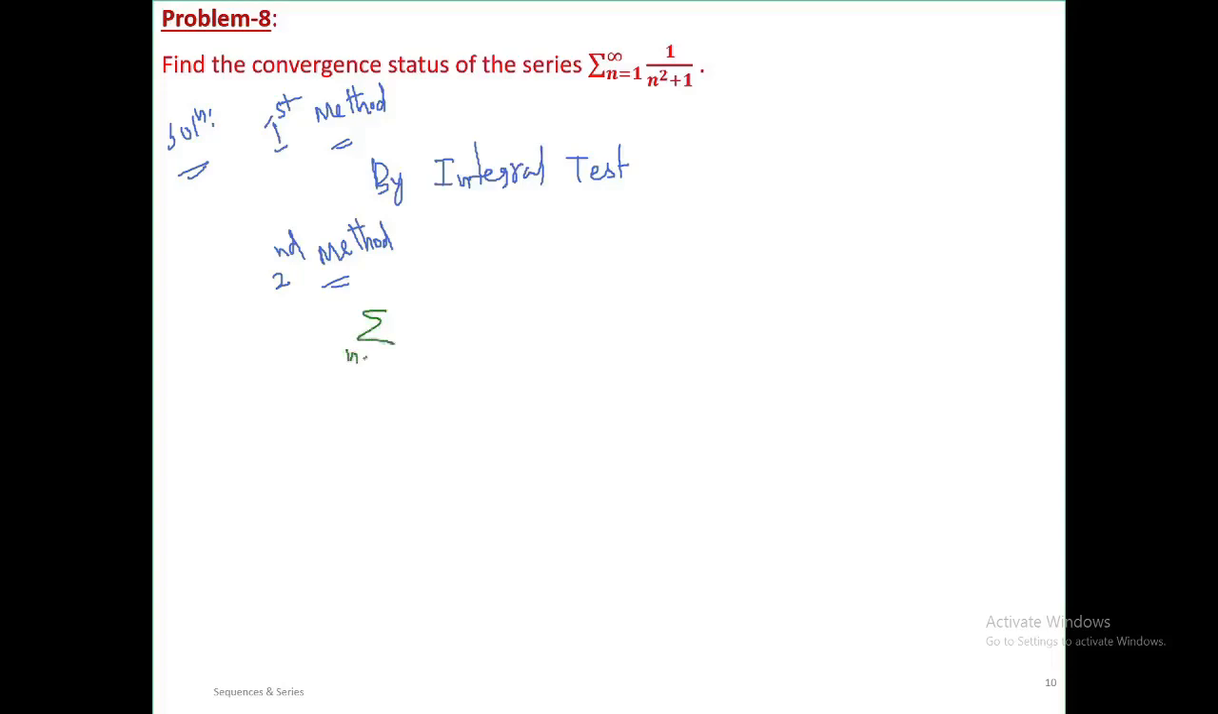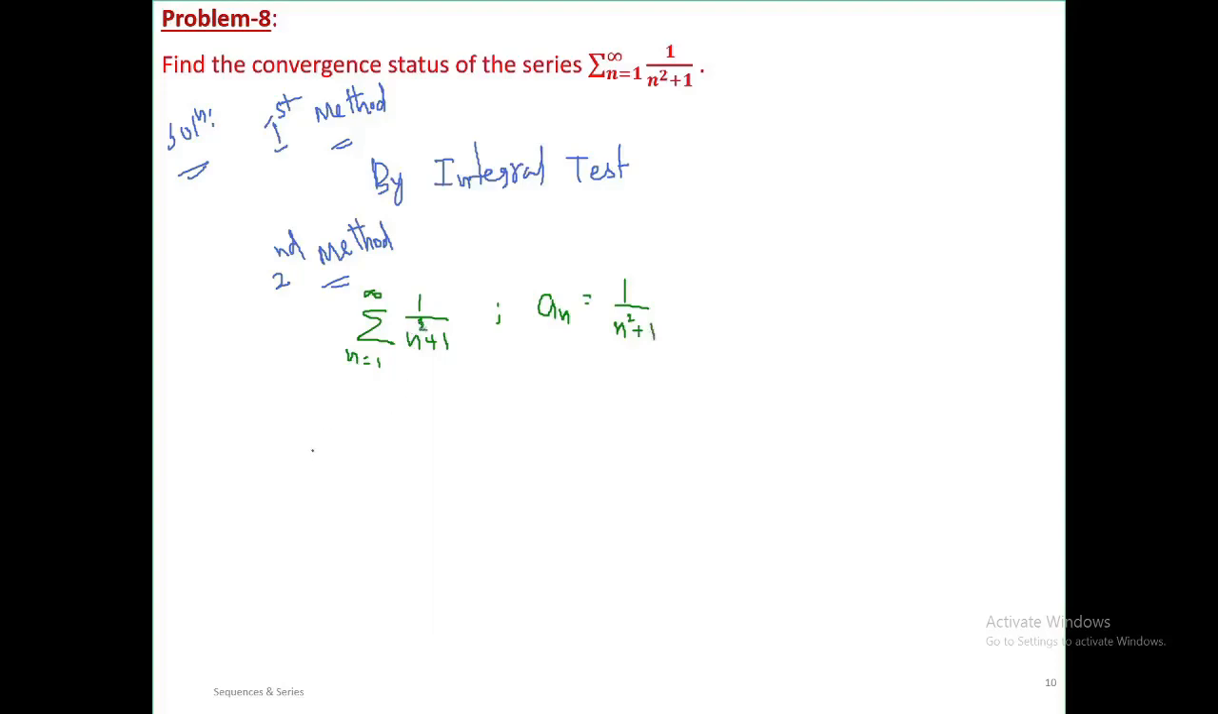The series, n running from 1 to infinity, of 1 upon n square plus 1. That means here, what is an? An is 1 upon n square plus 1.